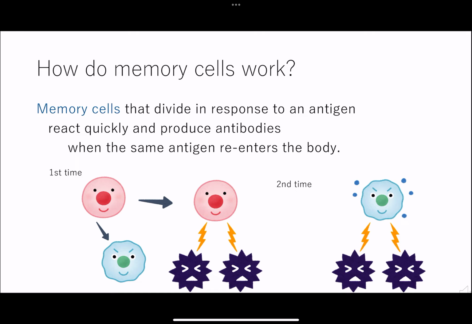So how do memory cells actually work? At the first infection, B cells divide and produce antibodies, but at the same time, memory B cells are also produced. Memory cells quickly produce antibodies when infected with the same antigen for the second time. Thanks to this function, after the second time, infections do not occur or are mild.